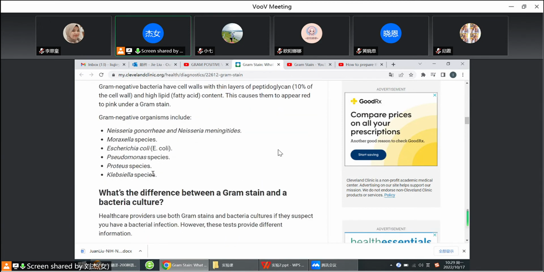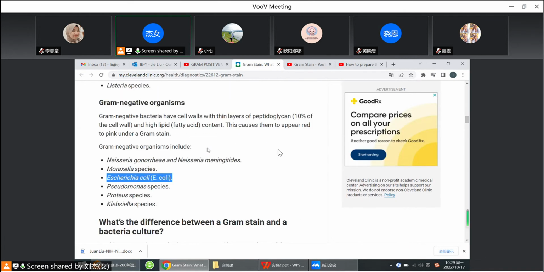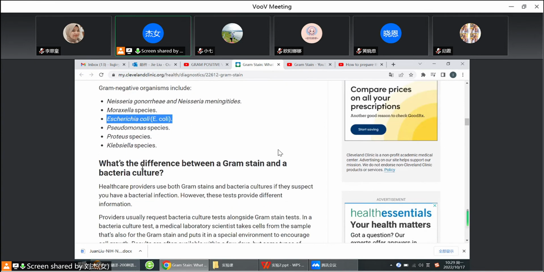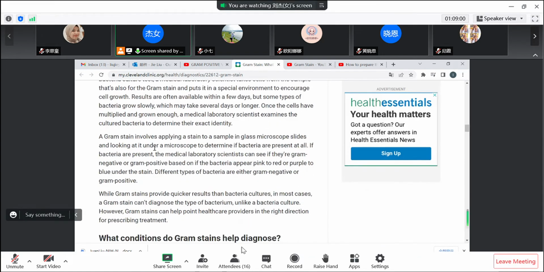And then here are the gram-negative bacteria, such as E. coli. Yeah, E. coli belongs to not the coccus, but the rod, the bacillus. And so after that, it shows the difference between a gram stain and a bacteria culture. So this part, I think you can read by yourself.